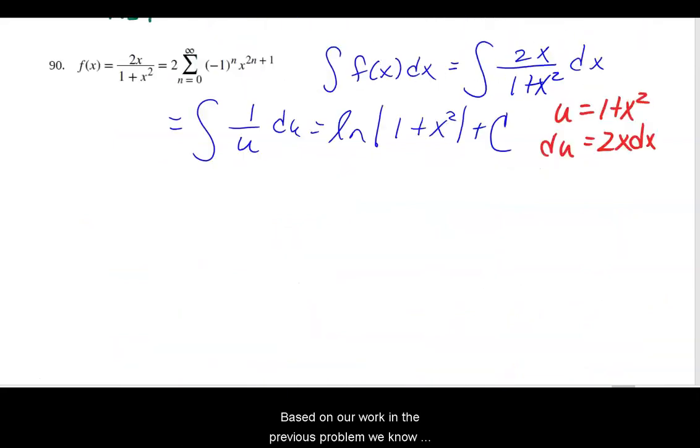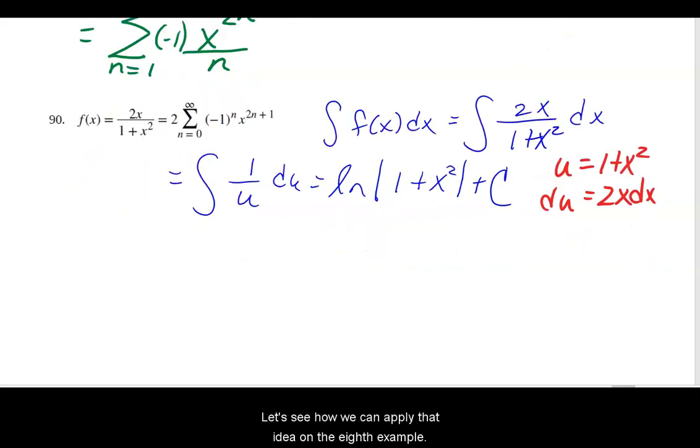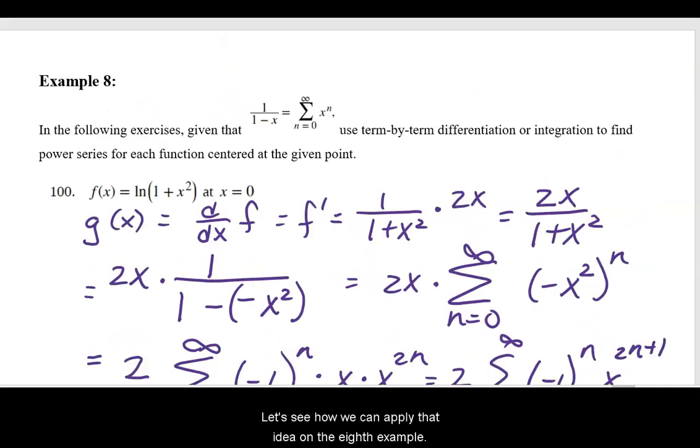Based on our work in the previous problem, we know that we integrated this function to get to here. If we're starting then with this, it may mean that we take the derivative to get back to here. Let's see how we can apply that idea on the 8th example. I'm going to define a new function that I'm going to call g to be the derivative of the function f. If I do that, then the derivative of natural log is 1 over u, or 1 over 1 plus x squared, times the derivative of the inside, which is 2x. This leads to 2x over 1 plus x squared.